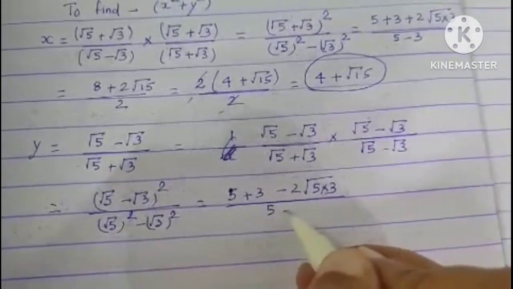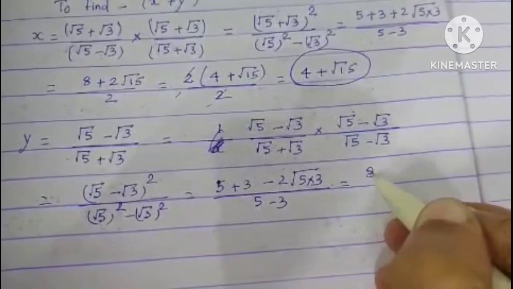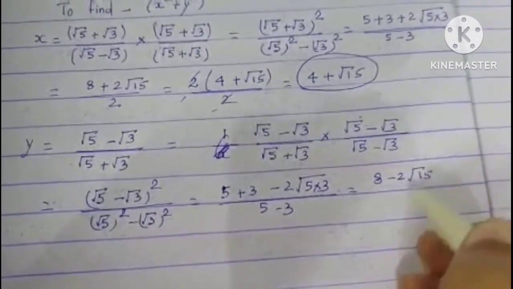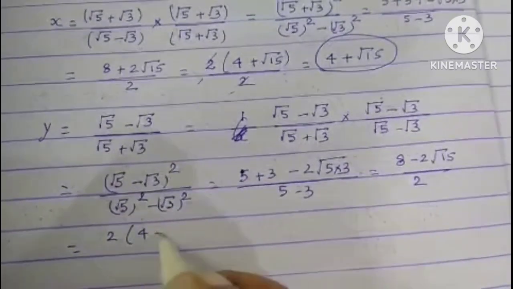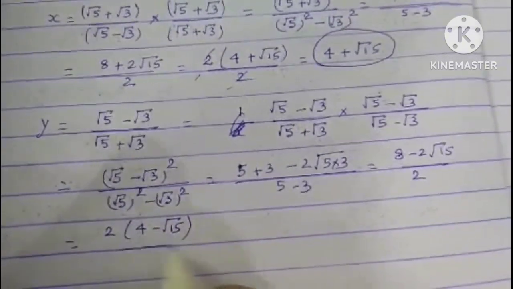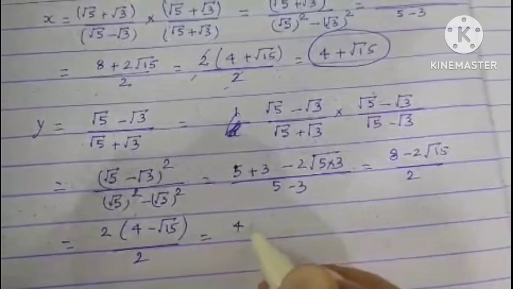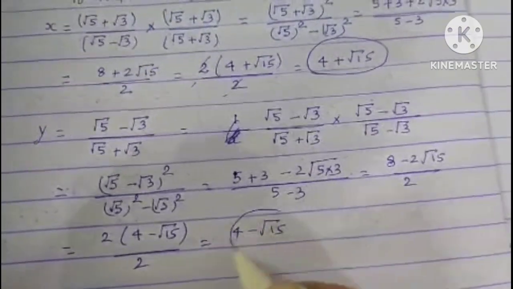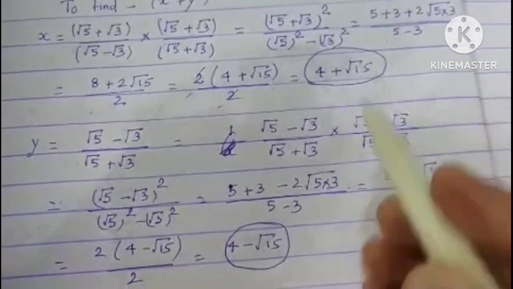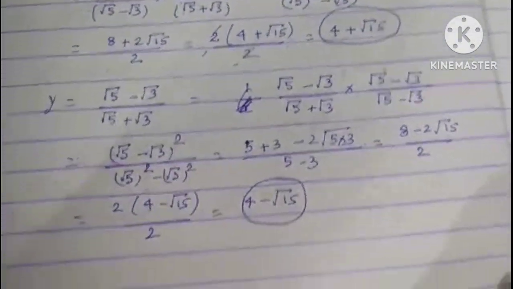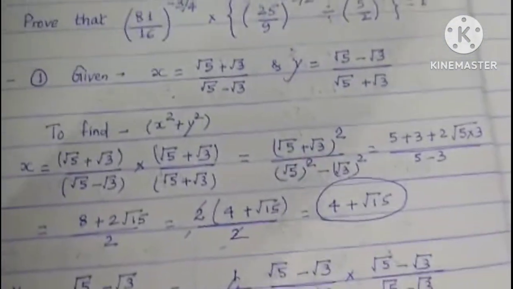And here 5 minus 3, that is equal to 8 minus 2 root 15 divided by 2, and that is equal to 2. 4 minus root 15 divided by 2, that is equal to 4 minus root 15. So this is y. X comes out 4 plus root 15 and y comes out 4 minus root 15. Now we have to find out x square plus y square.